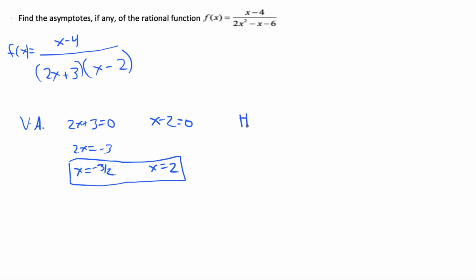Then how do we find horizontal asymptotes? To find the horizontal asymptote, we have to compare the degree of the numerator with the degree of the denominator. So what is the highest degree that we see in the numerator? The numerator is 1, and the highest degree that we see in the denominator is 2. So in this case, the degree of the denominator is greater. When that happens, the horizontal asymptote is always going to be at y equals 0.